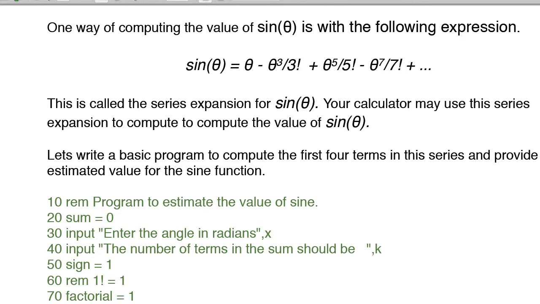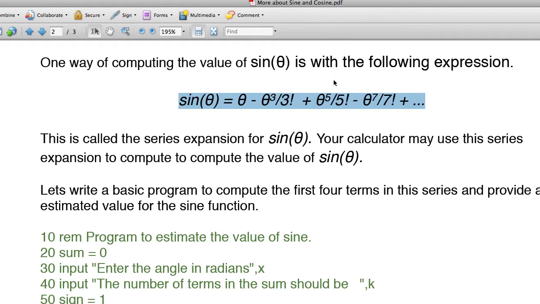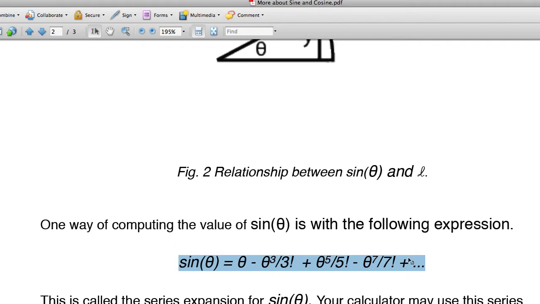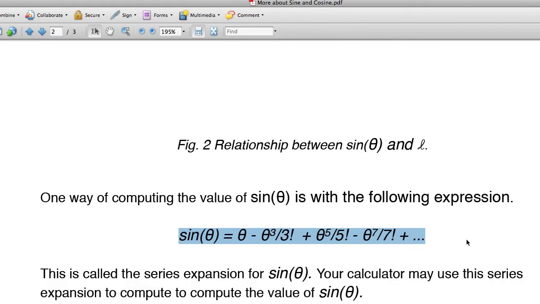The way that your calculator might compute the value of the sine of theta is with this function right in here. So that's how your calculator might compute the value of sine theta. It says sine theta is equal to theta minus theta cubed divided by 3 factorial plus theta to the 5th divided by 5 factorial minus theta to the 7th divided by 7 factorial, and it keeps adding terms on and on and on. Now, the factorial function, you may not know what that factorial function is.